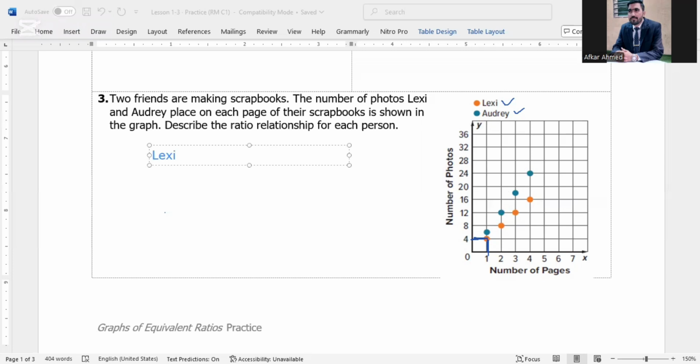How many photos are there? Four. And for how many pages? One. For one page, there are four photos. We will do the same for number two. Number two is a different one. It's for Audrey. Audrey is given in the blue color graph. You can see the blue dots given here. Now we will follow the blue color dots.